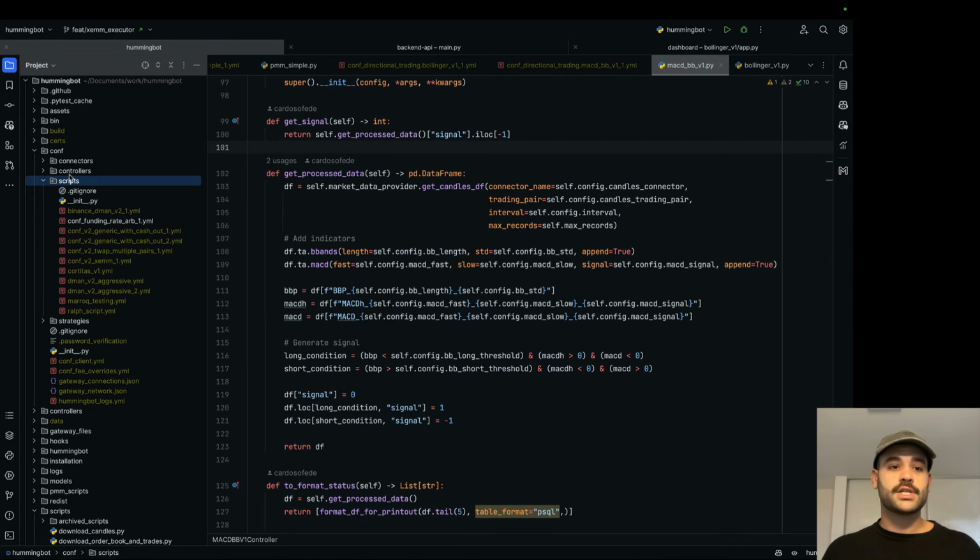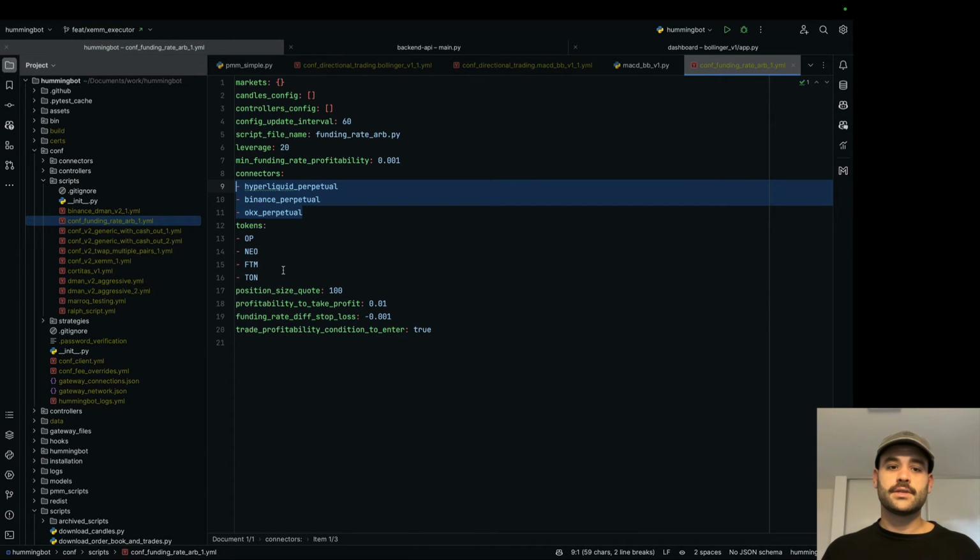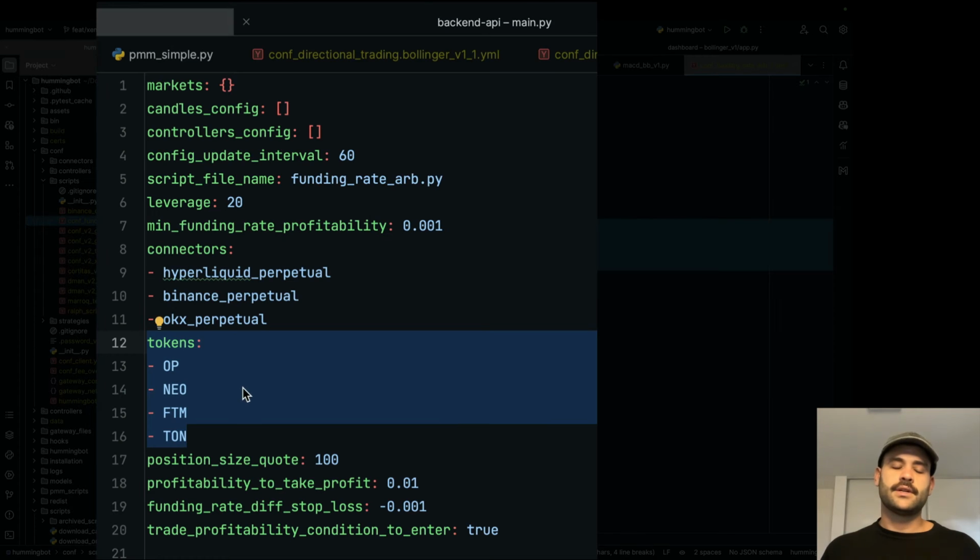If I go here to PyCharm, you can see that now this config is created. We have the connectors and the tokens. It's easier to edit from here. If you want to do it again, I recommend to copy and paste the YAML and edit it.